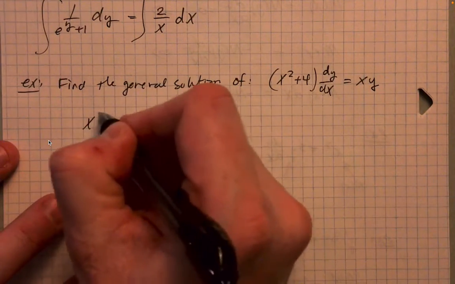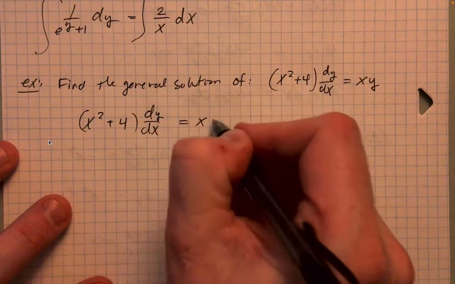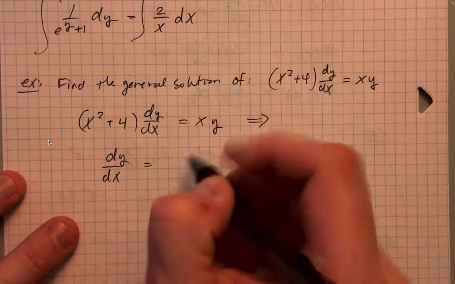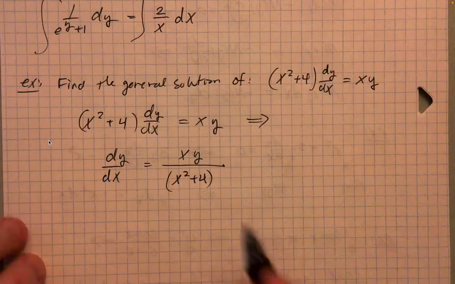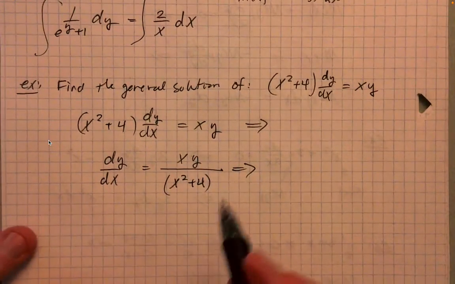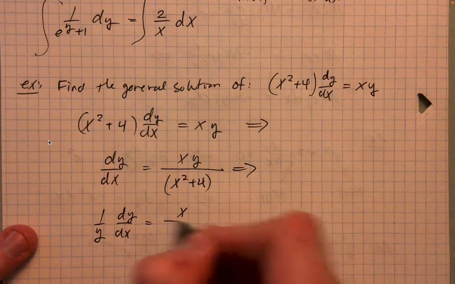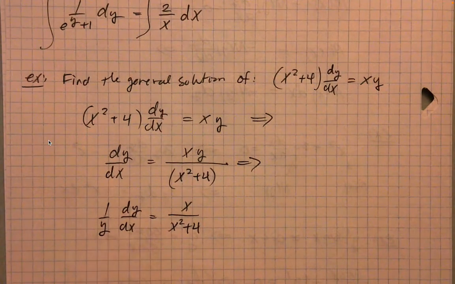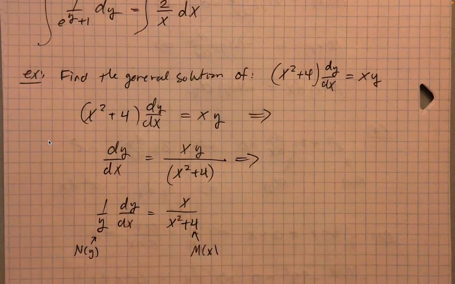So let me actually do it in 2 steps since we're learning here. The first thing you could do is get dy over dx equals x over y divided by x squared plus 4. Then the next thing you could do is get 1 over y dy dx equals x over x squared plus 4. Right, and so you can see I've got all of this is my n of y here, this is my m of x over here. So it's separated, it's pulled apart.